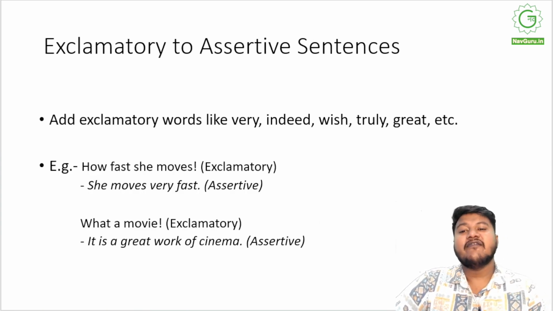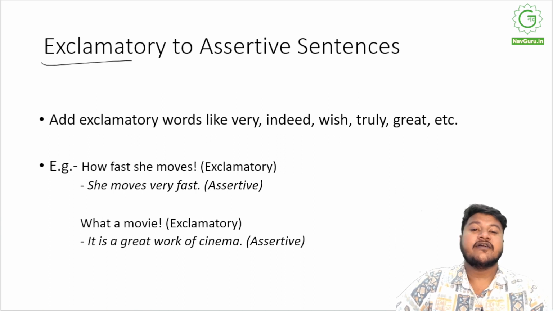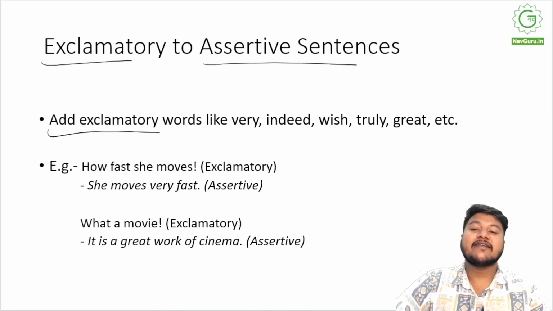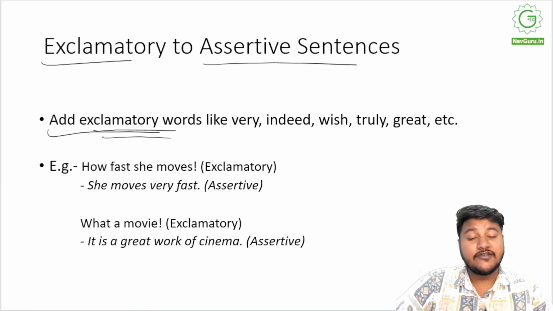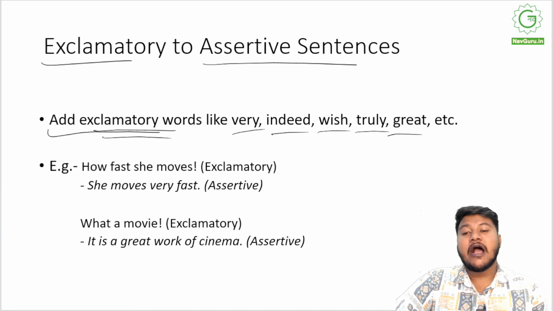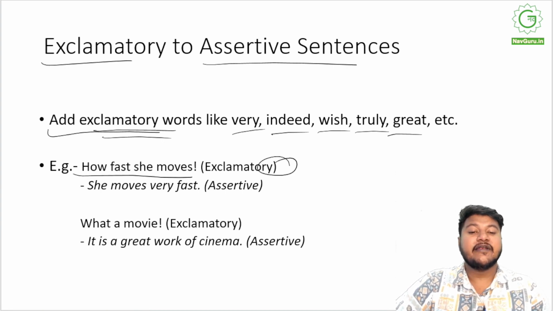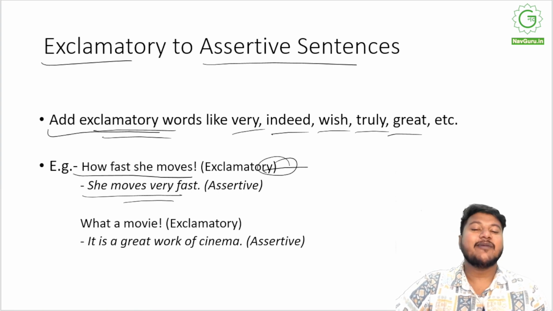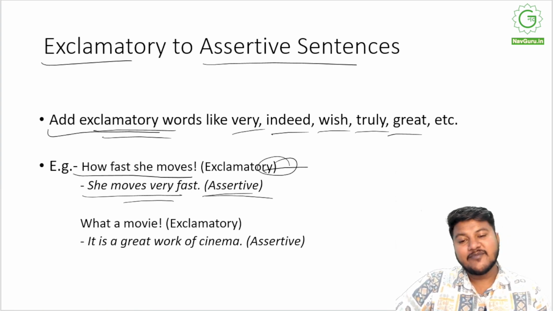Last but not least, we have exclamatory to assertive sentences. Very simple, just simply add words to it, like very, indeed, truly, great, etc. Like how fast she moves, this is an exclamatory sentence, and she moves very fast is just a statement. So it becomes an assertive sentence.